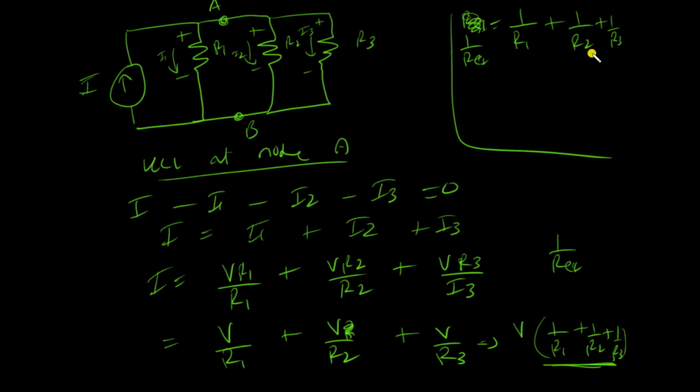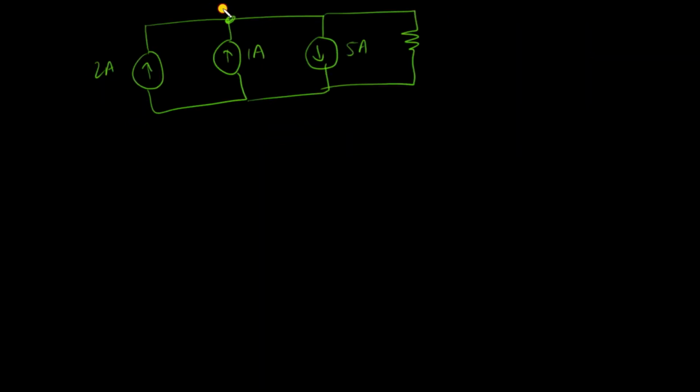Now let's look at how current sources add up in a parallel circuit. Now as you can see in this circuit, there are two nodes A and B. All the current sources are between A and B, so they are all in parallel. So the way I can add them is I can apply KCL at any node. I can apply KCL at A and I can just add them up.